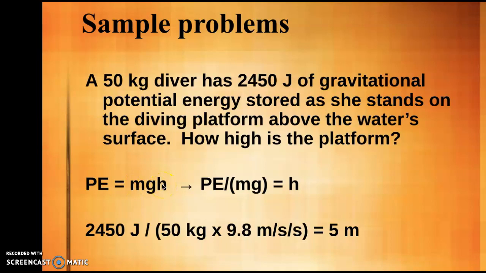And so we're going to look at our base equation. Potential energy is equal to mgh. We want h by itself, so I'm going to divide both sides of the equation by m and g. So it looks like PE divided by m times g gives us the height. Plug in your values: 2450 joules divided by the product of 50 kilograms times 9.8 meters per second squared.